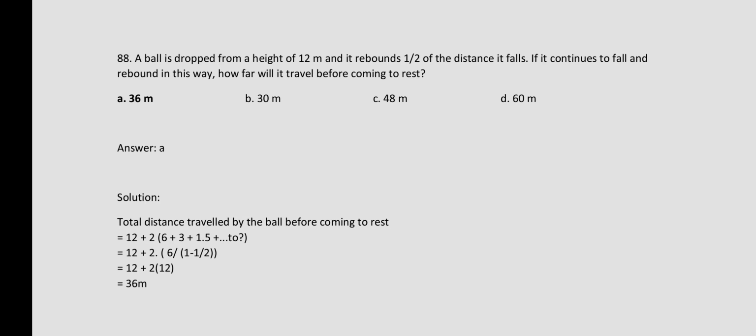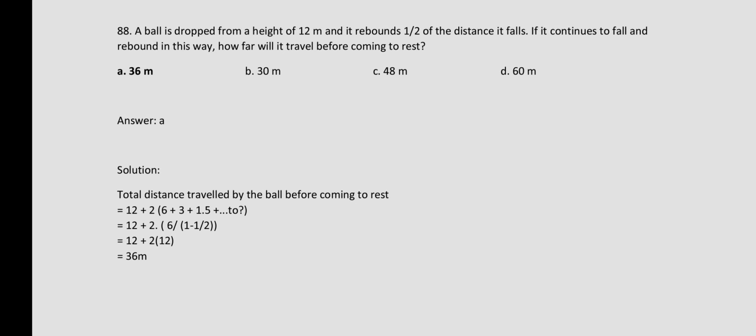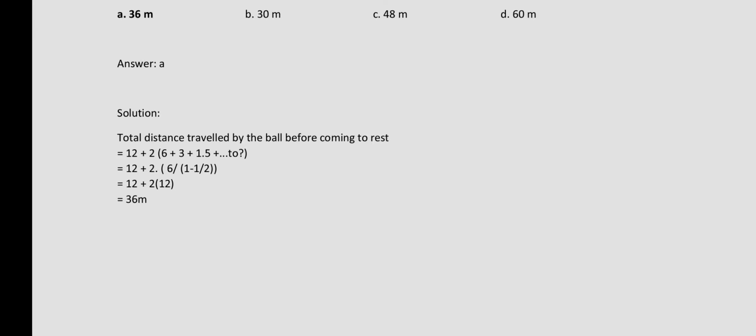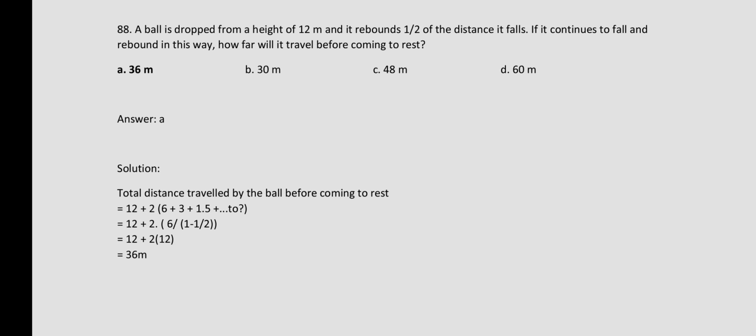Number 88, a ball is dropped from a height of 12 meters and it rebounds one half of the distance it falls. If it continues to fall and rebound in this way, how far will it travel before coming to rest? Sagot dyan ay letter A, 36 meters. Solution yan, total distance traveled by the ball before coming to rest. So, pinag-aralan natin yan sa physics, diba? Sa mechanics, simple mechanics. 12 plus 2 multiplied by 6 plus 3 plus 1.5. Ayan, so on so forth.